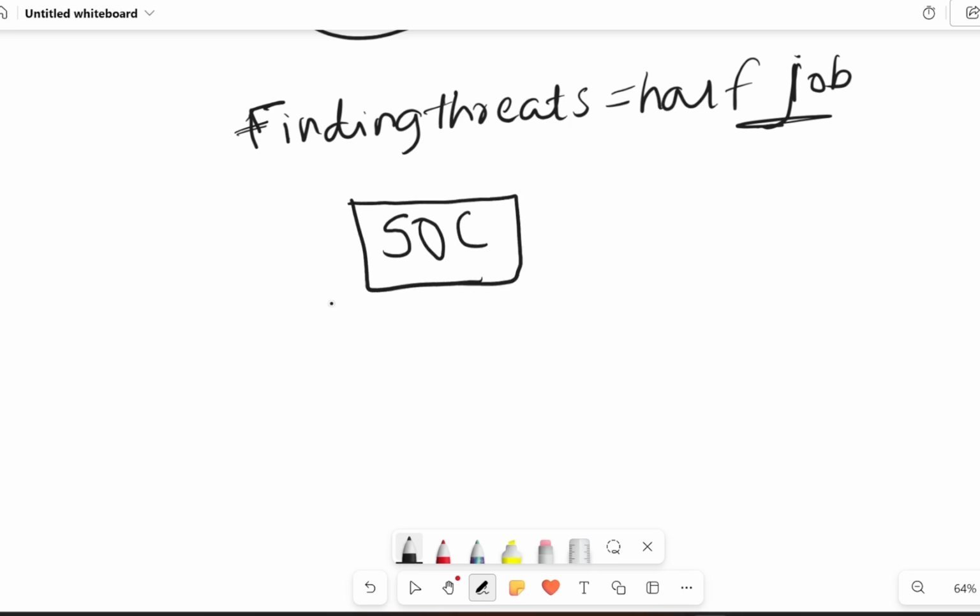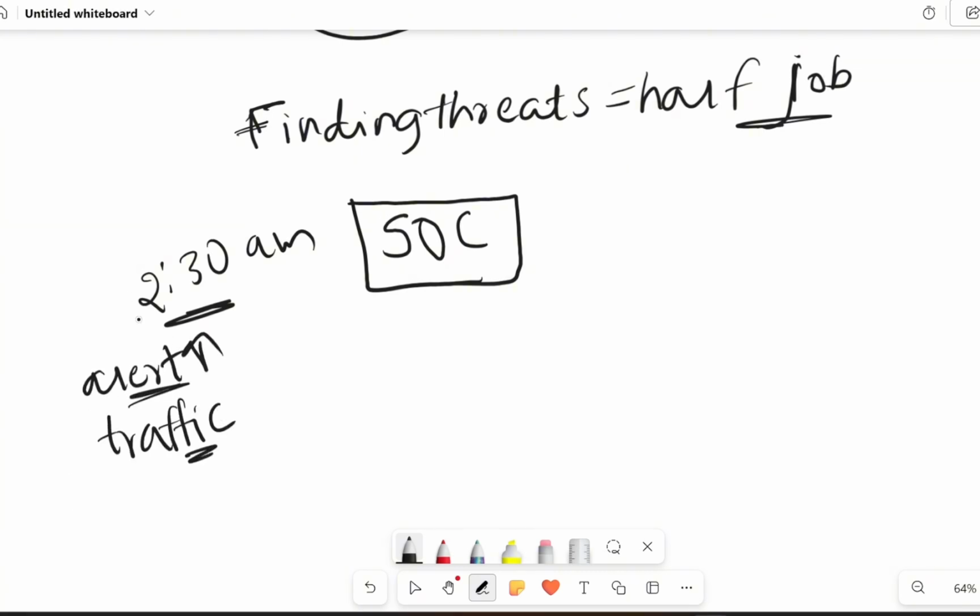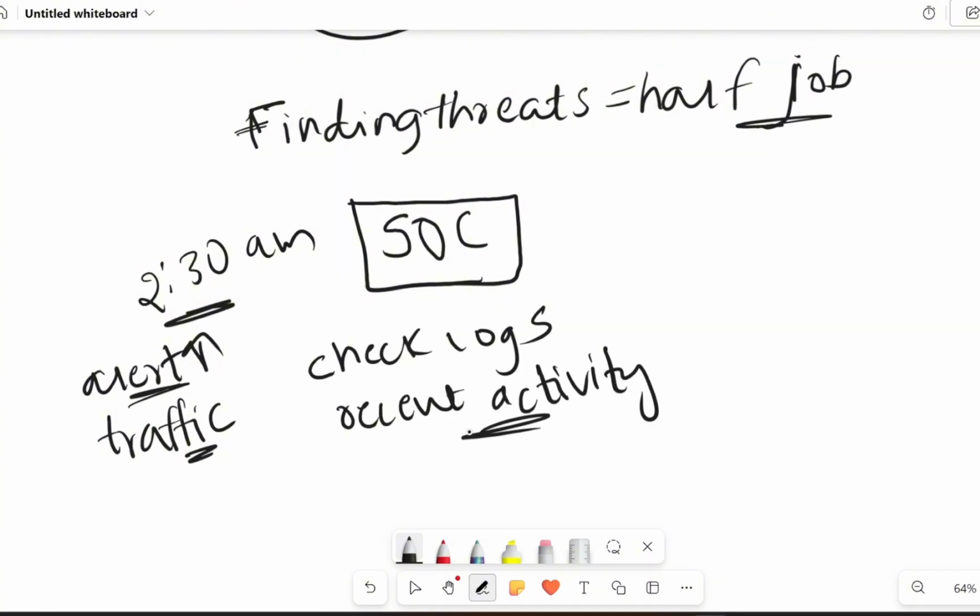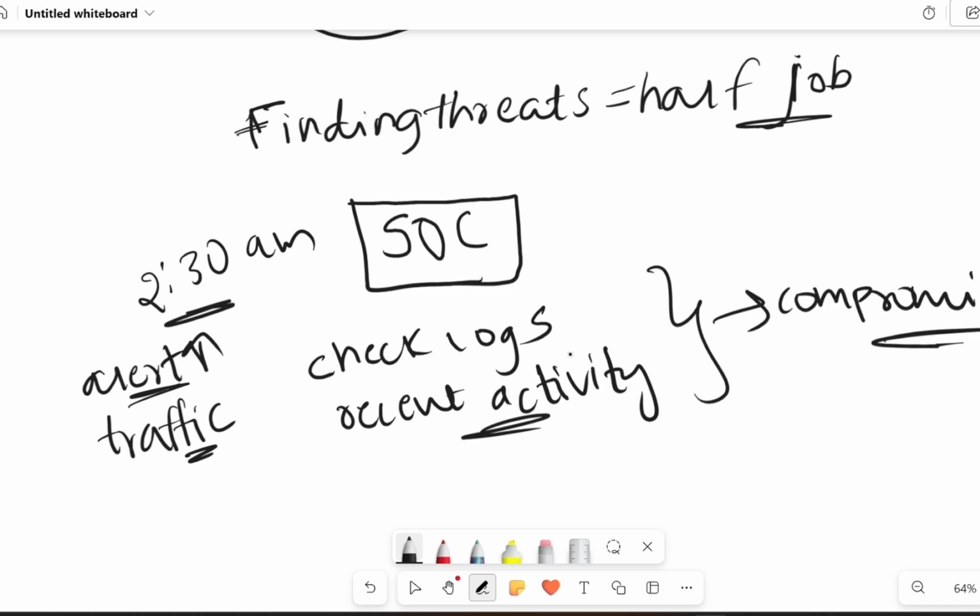Let me show you a nightmare scenario. It's 2:30 in the morning. Your SIEM generates an alert. A server inside your environment is communicating with an IP address nobody recognizes. The traffic volume is increasing. Something feels wrong. The analyst starts investigating. Checks logs, checks destination, checks recent activity. And after 10 minutes, they are convinced something is compromised.